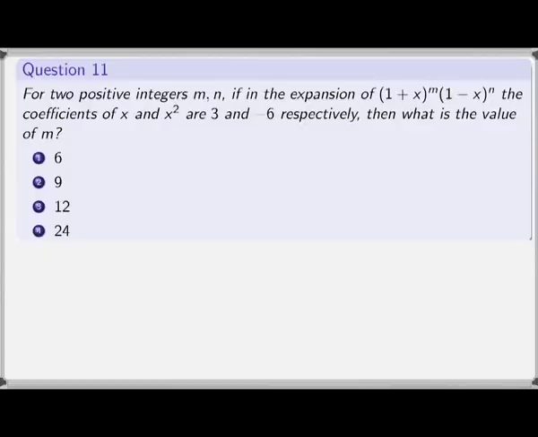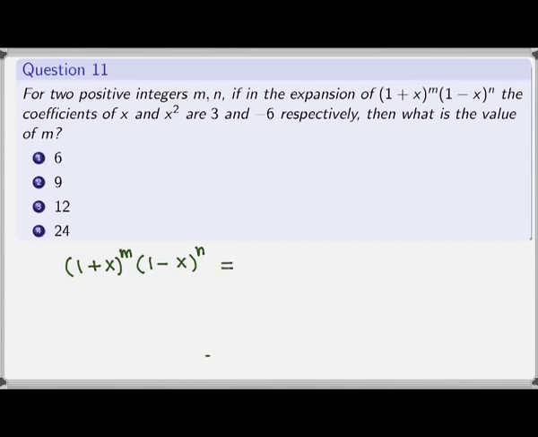For two positive integers m and n, we consider the expansion of (1 + x)^m (1 − x)^n. Suppose that in the expansion, the coefficients of x and x² are 3 and −6 respectively. We have to find out what is the value of m. For this purpose, we shall first write down what is (1 + x)^m (1 − x)^n.